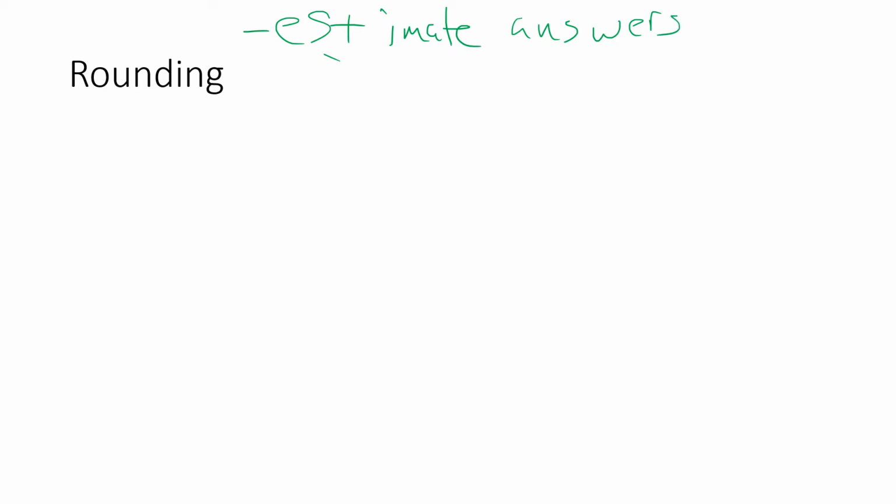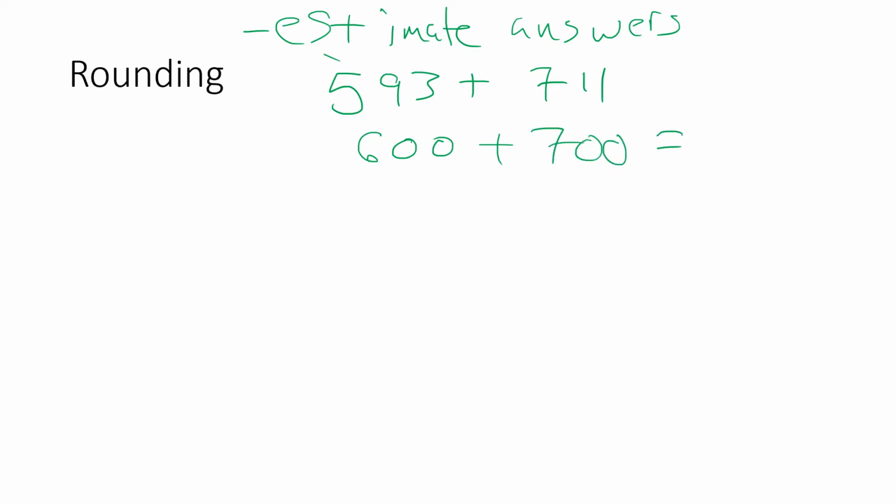For example, if I have 593 plus 711, it's much easier to round these. Well, 593 is very close to 600 and 711 is very close to 700. Those are easier to add together, right? I have 0 plus 0, and then 6 plus 7 is 13. That's much simpler than sitting down and actually adding 593 plus 711.